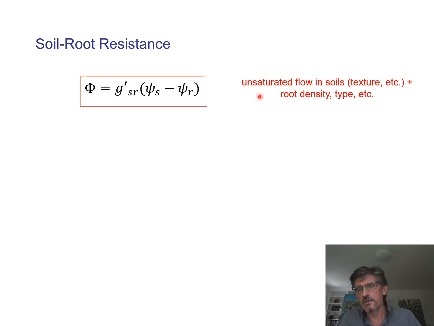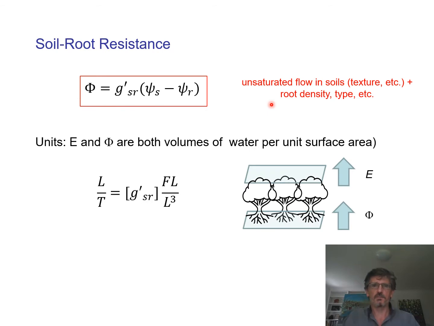So the flow through the soil is unsaturated flow. So it depends on soil texture, type of soil, and so on, and also on how frequently we encounter roots, so root density, root type, and so on. There are lots of different root anatomies. You can read more in the notes and find references to get more in depth into this interesting topic. But we'll leave it like that for now.